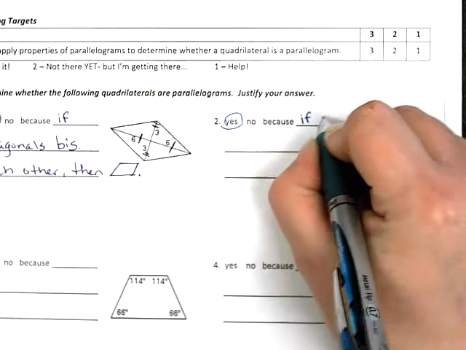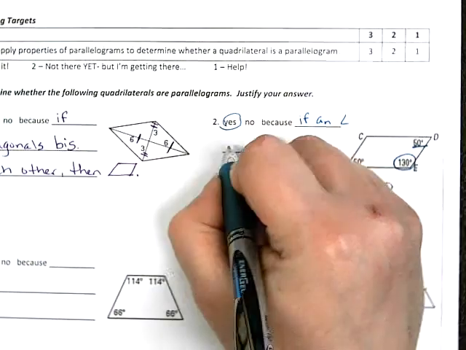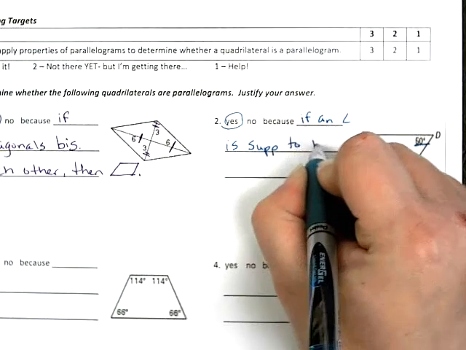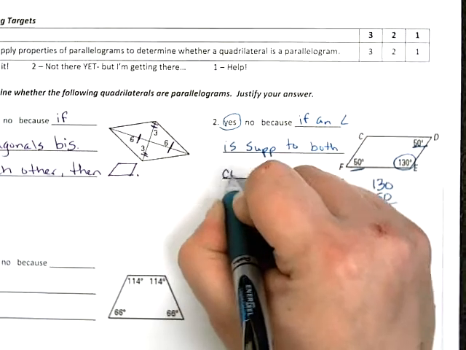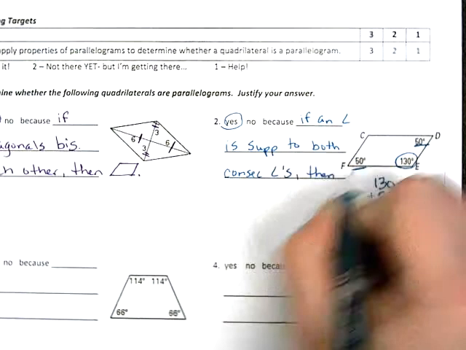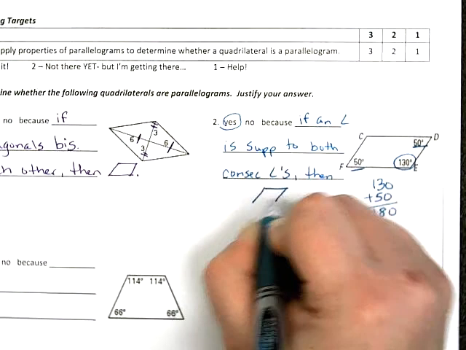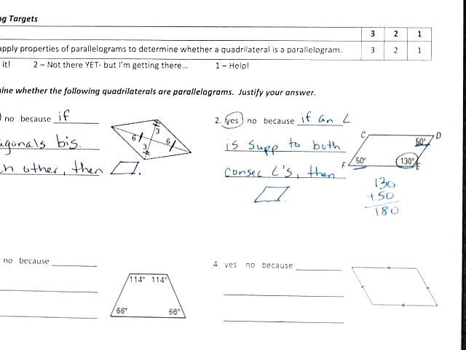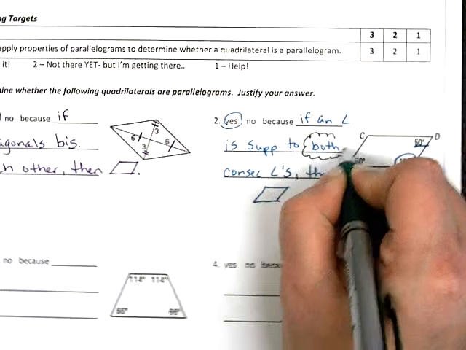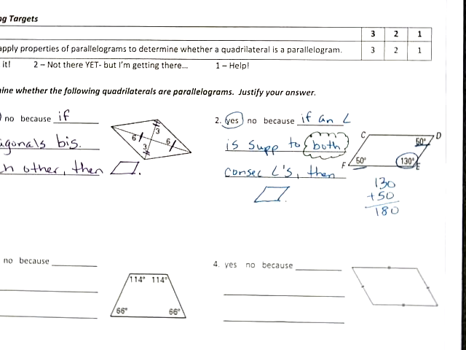And this is if an angle is supplementary to both consecutive angles, then a parallelogram. Okay, so again, we can shortcut it, but please make sure you include those words. It does have to be supplementary to both consecutive angles. All right, that does have to be there.